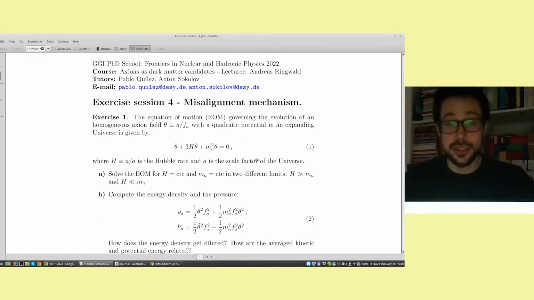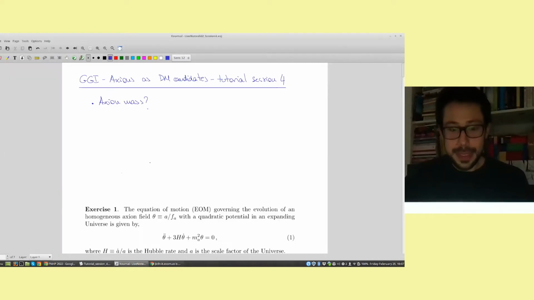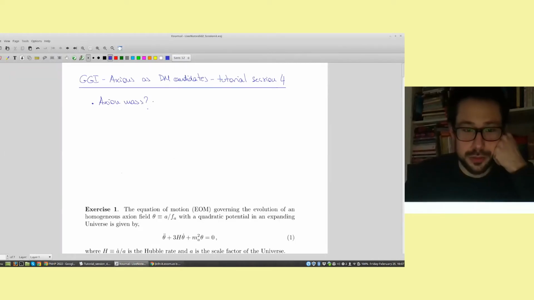Today we're going to keep talking about axions, but in this case we're going to focus on how we can produce the axions in the early universe. As you have heard from the lectures of Andreas, we know that the axion is a good dark matter candidate. And in order for it to be a good dark matter candidate, we need to be able to produce it in the early universe. There needs to be some kind of production mechanism. In particular, we will do some simple computations regarding one of these production mechanisms, the so-called misalignment mechanism.